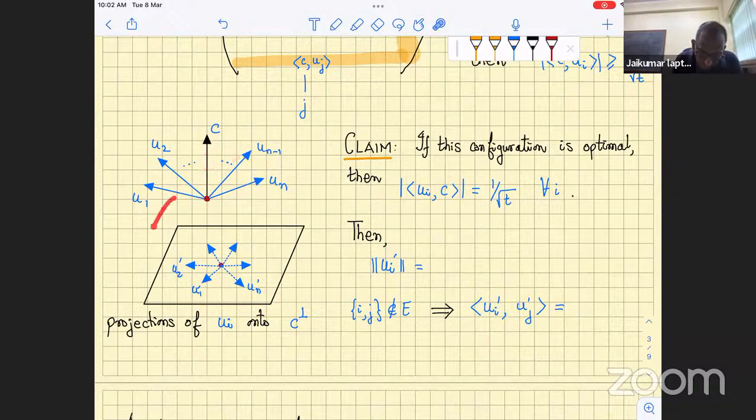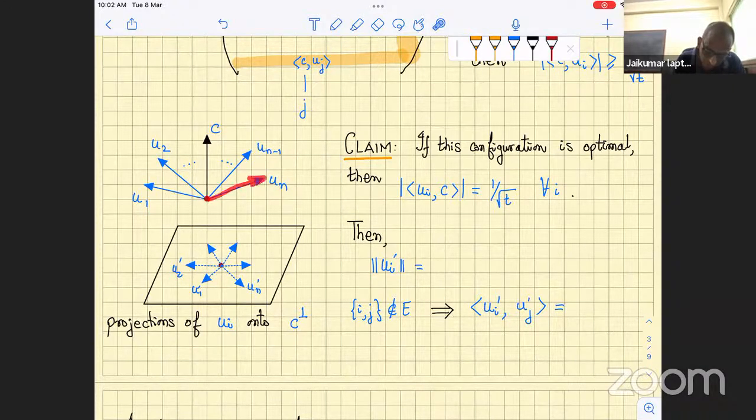So the only thing that matters is how they are behaving with respect to each other in the orthogonal plane to C. Yeah, their coordinate in the direction C is fixed. Okay, the only freedom, if we know that the optimum is T, is how to arrange them in the orthogonal plane. Okay, so which is what I have drawn here. So take all these ui's.